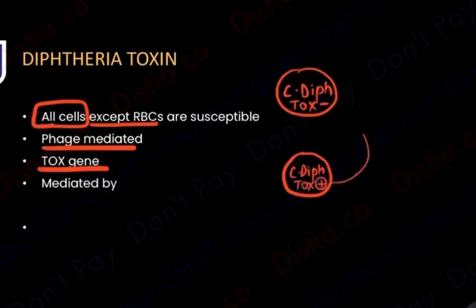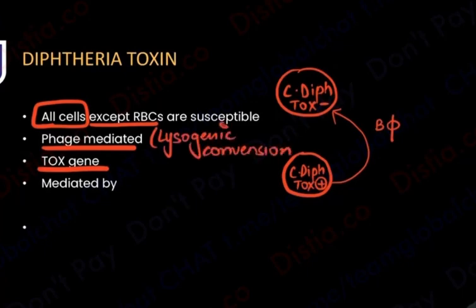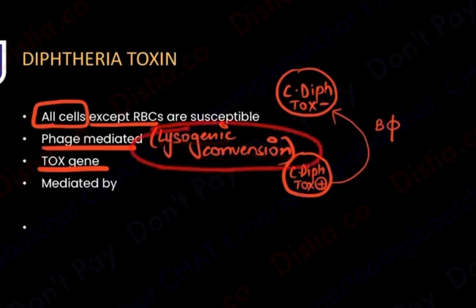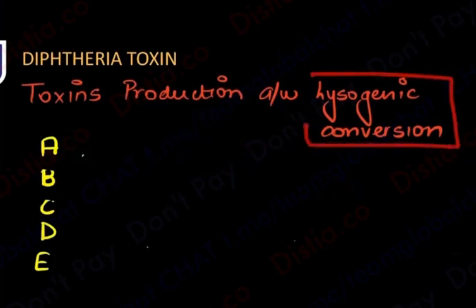Can this tox gene get transmitted somehow? Can that toxigenicity be given? Toxigenicity can also spread, yes. And that is by a bacteriophage. So they are phage mediated. And that occurs by something known as lysogenic conversion. And come on, you cannot say you don't know what lysogenic conversion is. You've read it in your general microbiology. I've given so much time to that. We all have read it, that lysogenic conversion had a mnemonic. Can you revise that? Can you tell me which are all the toxins in bacteriology which are going to get transmitted by lysogenic conversion? I have given you a mnemonic over there. Something must be coming to mind. A, B, C, D, E.